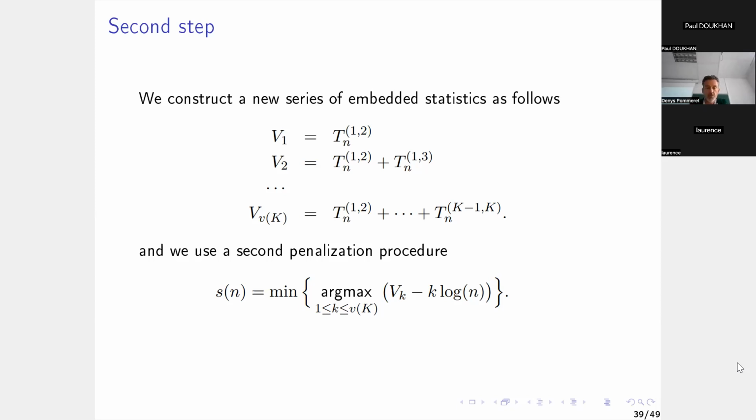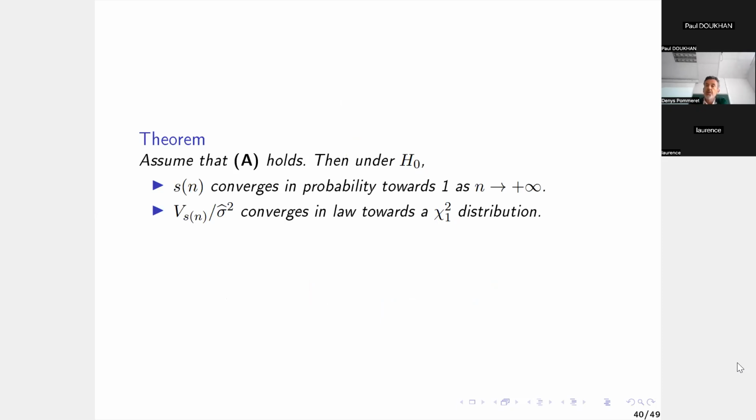And again, we have the same result that says that if you are under the null, then since all processes are the same, all elements are noise, and due to the penalization, you just select the first one, and your statistic finally converges to the chi-square distribution.